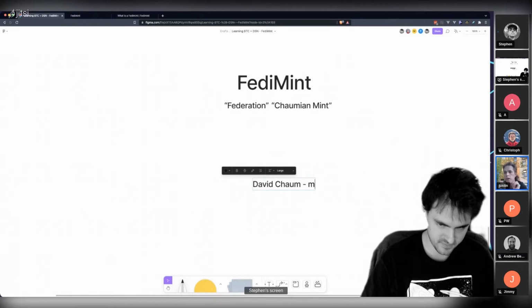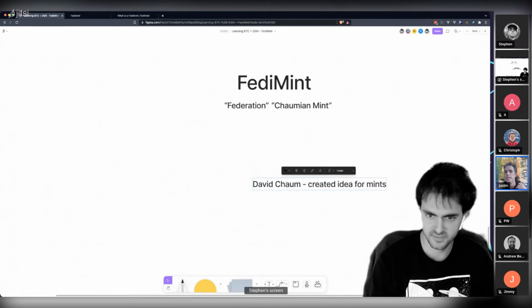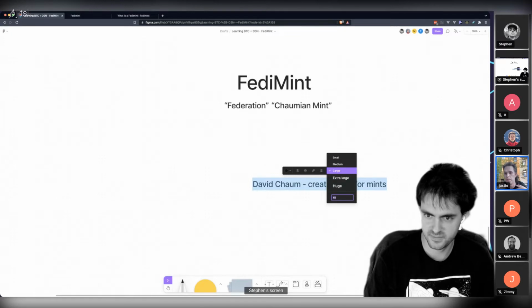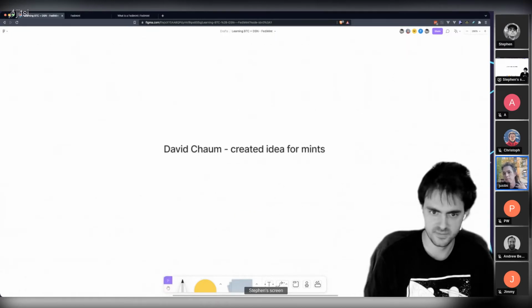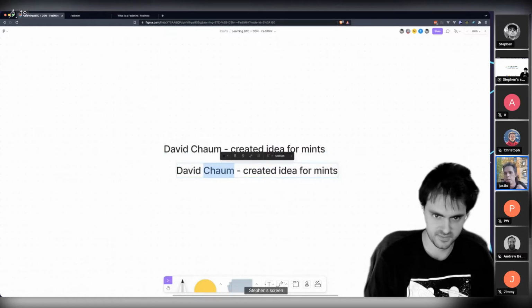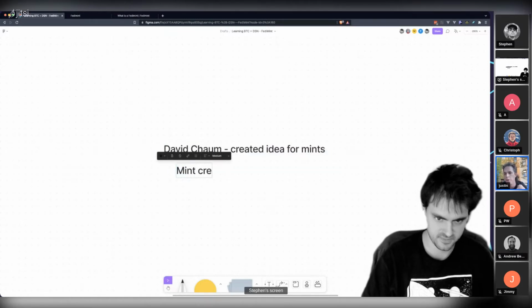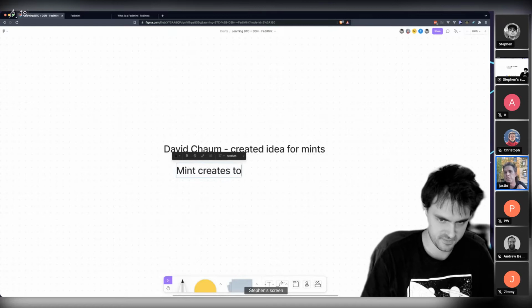If I am a Chaumian mint and Steven is a Chaumian mint, and we don't know each other, and a user presents a token from my Chaumian mint to Steven, even if the token is exactly the same format, he would look at it and be like, "Well, I don't know of this token. I've never issued this myself."